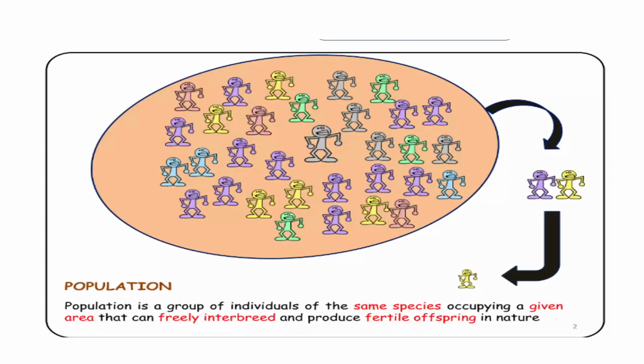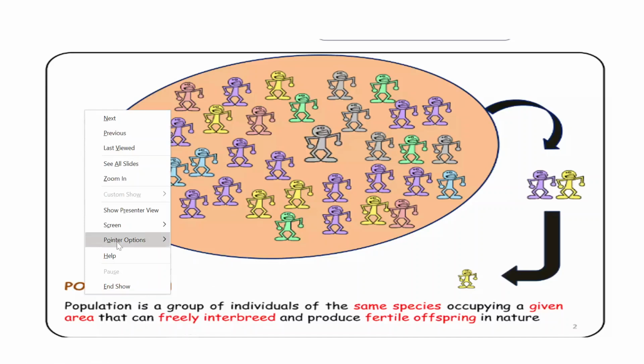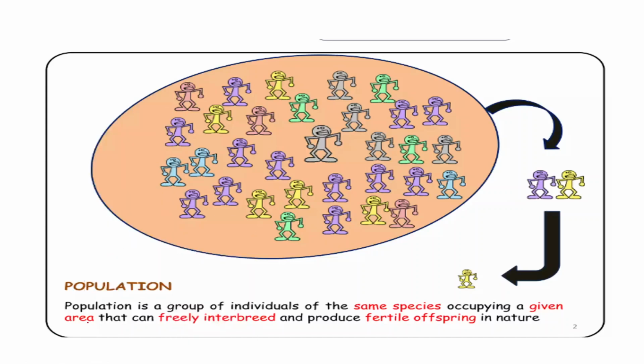Before going into the question, I would like to give a small background about this topic. What is a population? A population is a group of individuals of the same species occupying a given area, where they can freely interbreed and produce fertile offspring in nature.